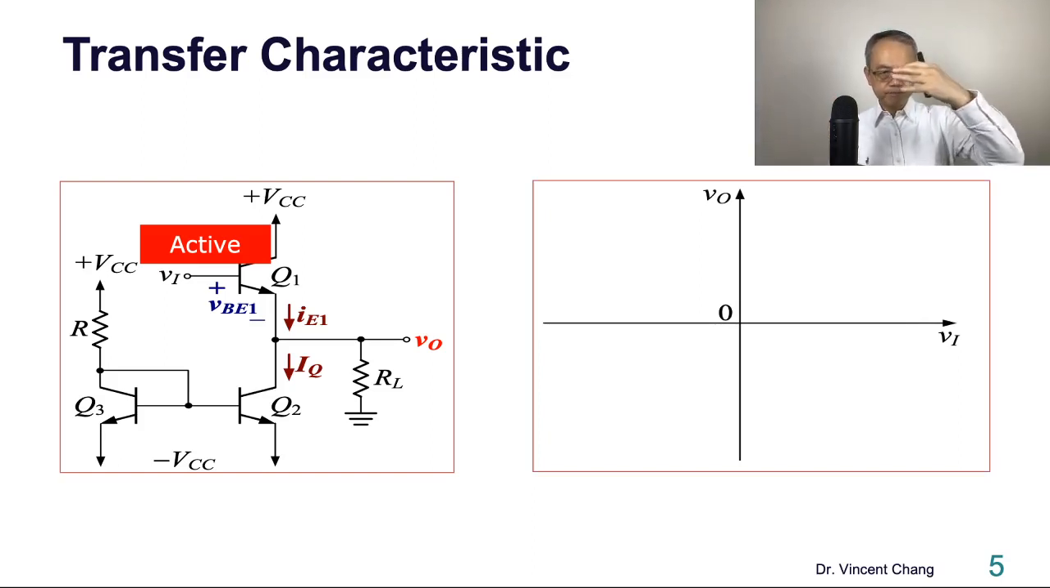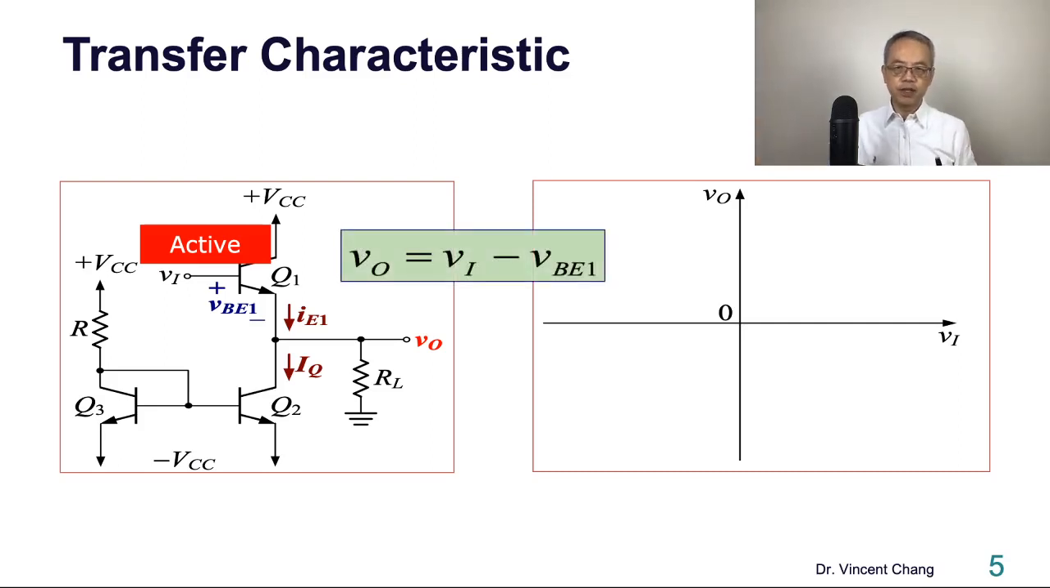Let's try to derive the transfer characteristic of the Class A output stage. So VO versus VI, large signal transfer characteristic. Large signal, not small signal, okay? If Q1 is in the active region, the relationship between VO and VI is simple. VO equals VI minus VBE1, the large signal VBE1, which is around 0.7.